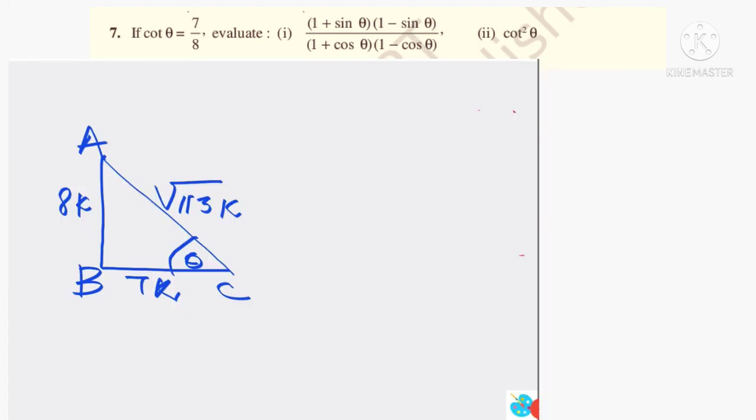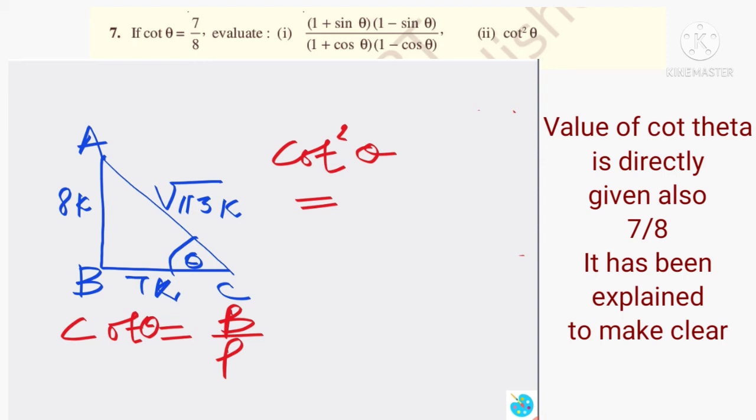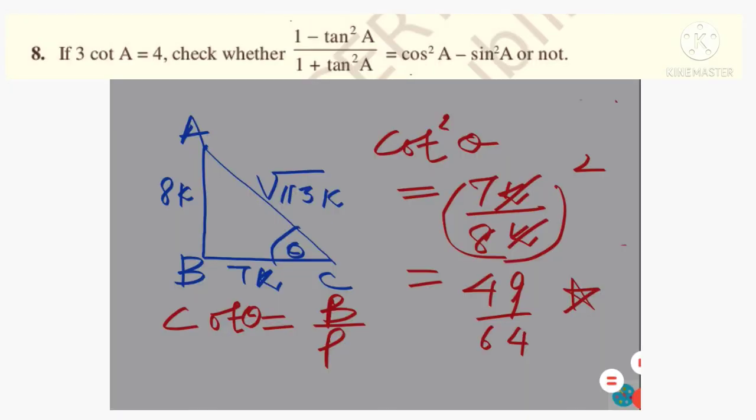Now in the B part, we are just required to find out cot square theta. So first let us see the formula. The formula for cot theta is the reciprocal of tangent theta, so base upon perpendicular. For tangent theta we say perpendicular upon base. So let us write down the value of cot square theta: base, that is 7k, upon perpendicular, that is 8k, and a whole square. So k and k get cancelled. I get 49 by 64 as the answer.